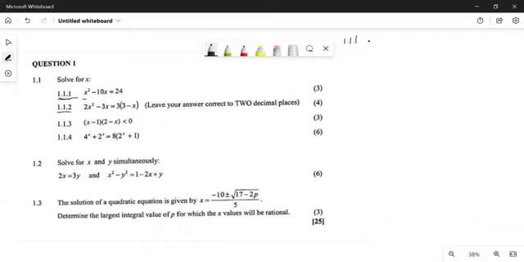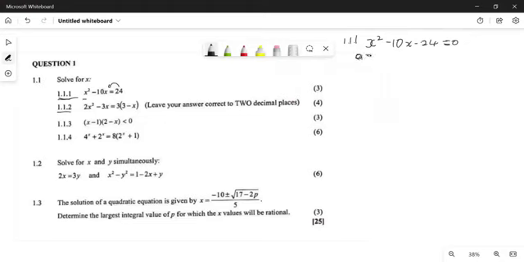I'll take 24 to the other side. So you have x squared minus 10x, and then if you take this 24 to the other side, what are you going to have? Minus 24, which is going to be equal to 0. Okay, what is the next thing that you'll do here? I'll try not to be a hero and then punch this into my quadratic formula.